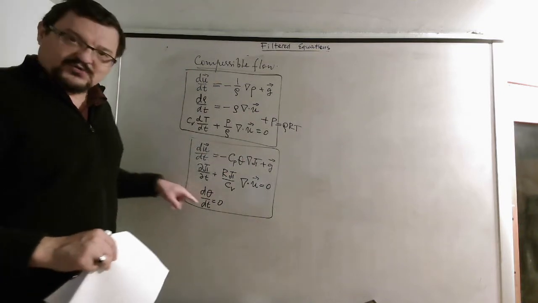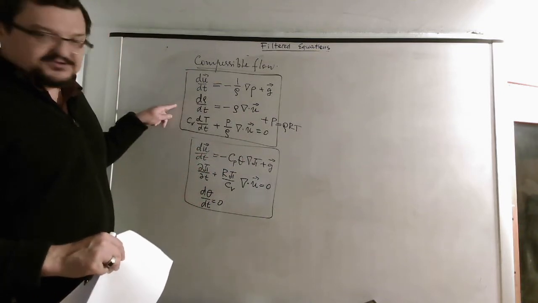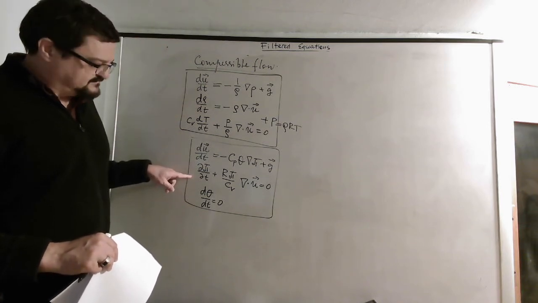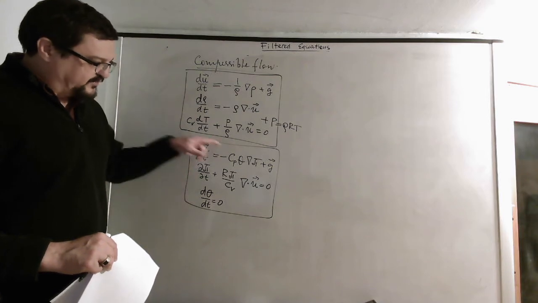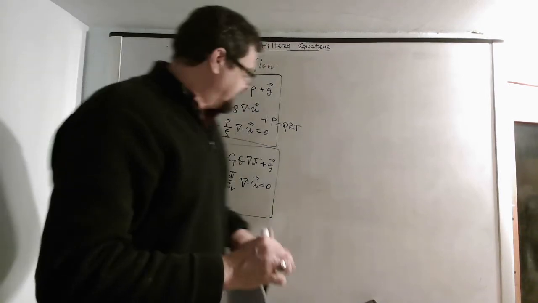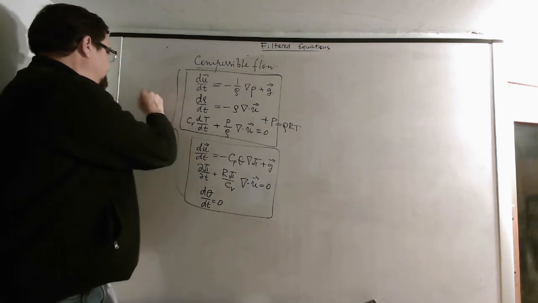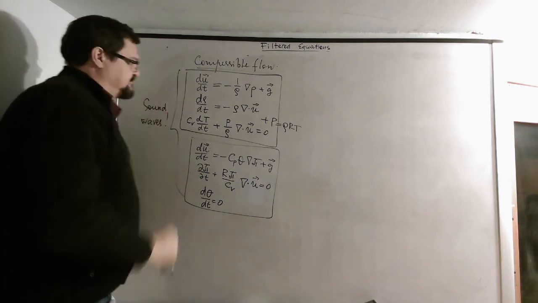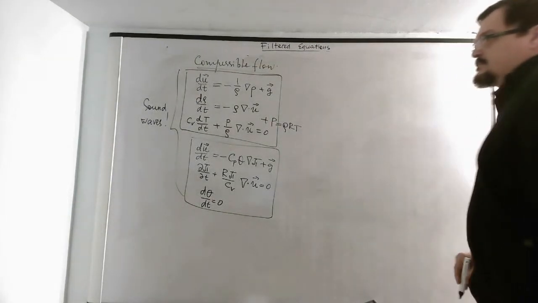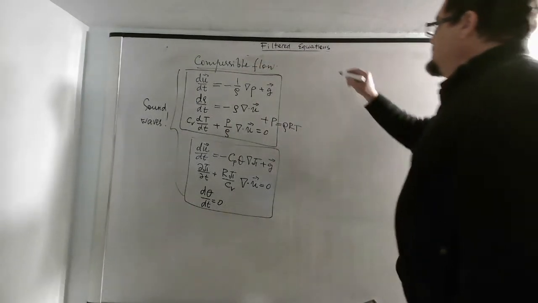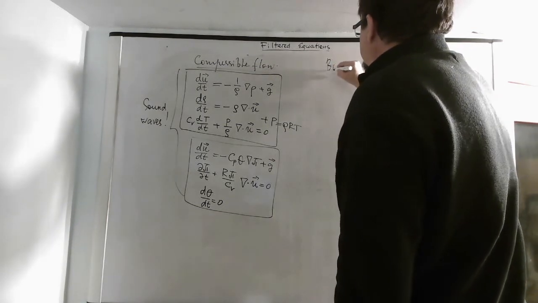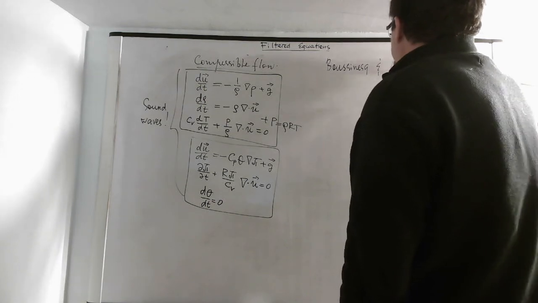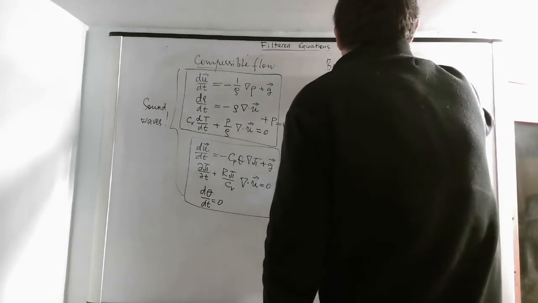Here you have 3 unknowns and 3 equations, but this system is completely equivalent to this system. So it has no approximation whatsoever. This is also an exact system, and it has sound waves. So both of them have sound waves. And then this one is Boussinesq and anelastic. So first, the Boussinesq system.